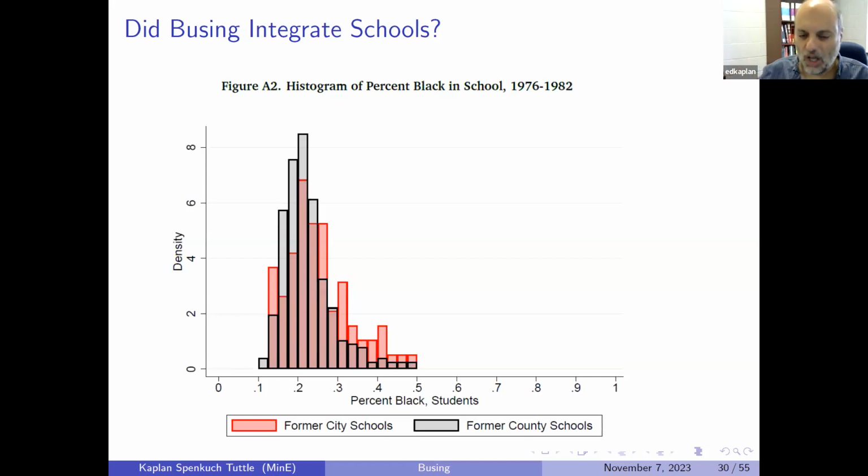So there were small differences in the fraction Black after the busing integration program because whites were bused to Black schools and Blacks were bused to white schools. Since it was a two-way busing, the fraction Black was equalized across schools, and therefore there wasn't a difference in the racial composition of schools for those who got bused compared to those who didn't.